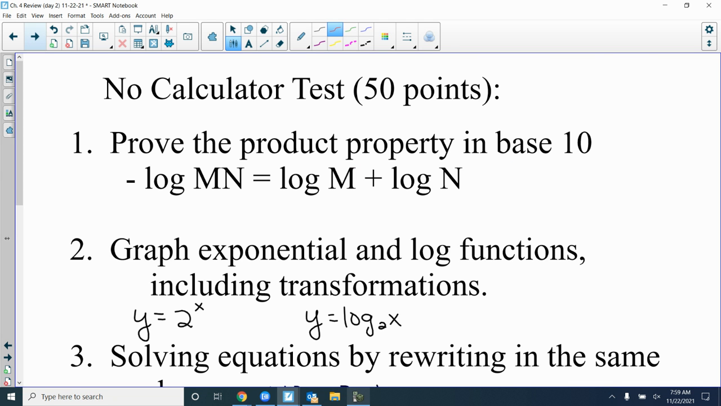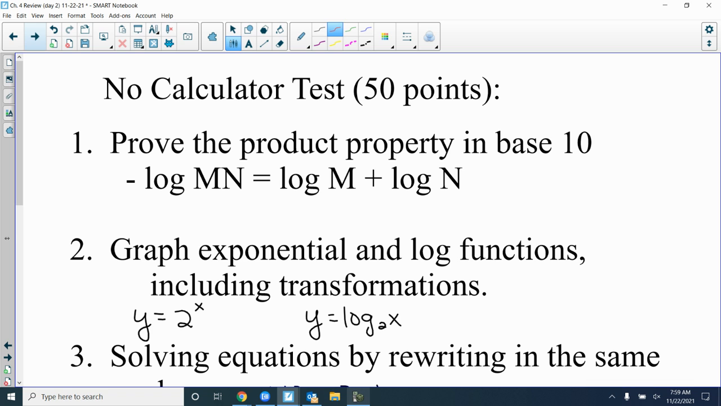All right, we're going over a couple things here. Pay attention. You're not going to have time to write everything down. It will be on Canvas, so you can go back and look at it. Okay, definitely. But here's the no calculator test. They're both going to be 50 points, so a total of 100. We did this the other day.